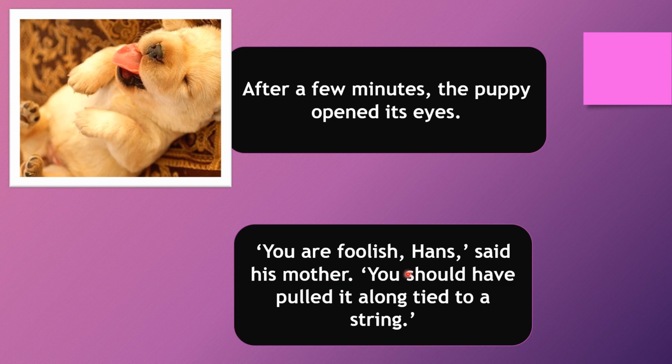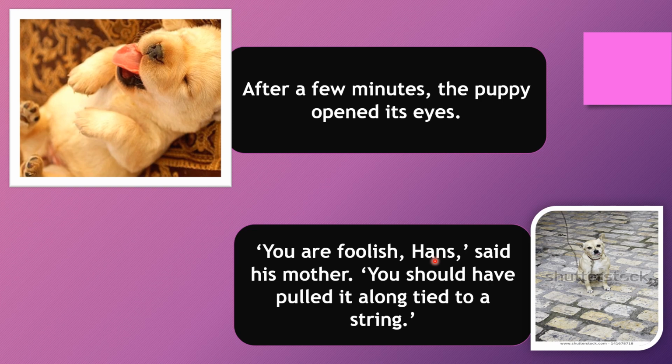"You're foolish, Hans," said his mother. "You should have pulled it along tied to a string." You are foolish, Hans. So his mother says, you are such a foolish boy. You could not understand. You could have taken it along the road by tying a string. You could have put a string to its neck and pulled it along. So that was the correct way to bring the puppy home.